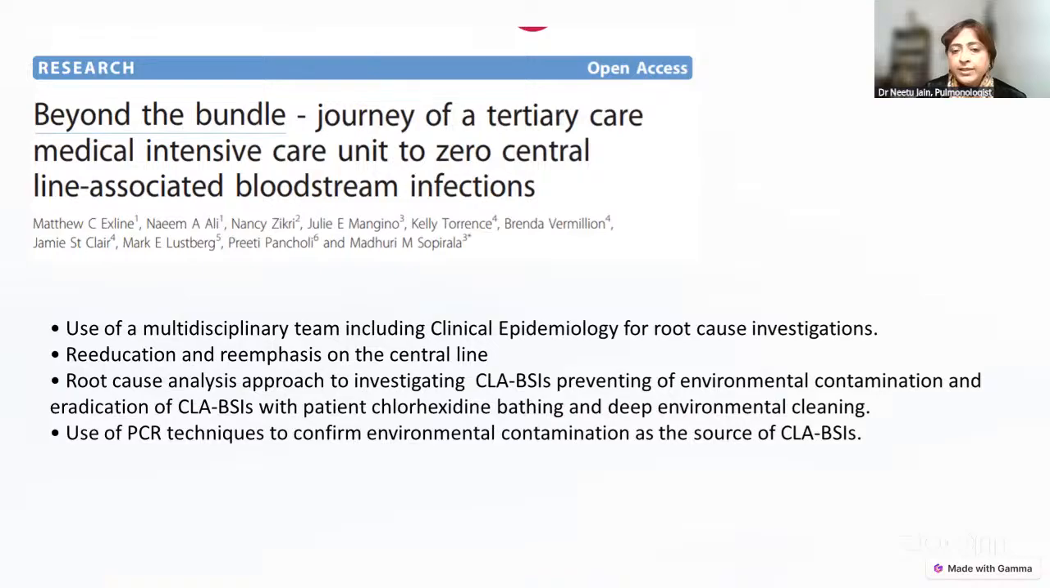So when you move toward some kind of clinical epidemiology, you should find the root cause of every hospital-acquired infection which happens in your hospital, and then re-educate and re-emphasize central line removal as well as maintenance of the central line. Do root cause analysis, investigating what has caused CRBSI in this particular patient, and then use PCR techniques to confirm environmental contamination, which I will touch on a little bit at the end of the presentation.